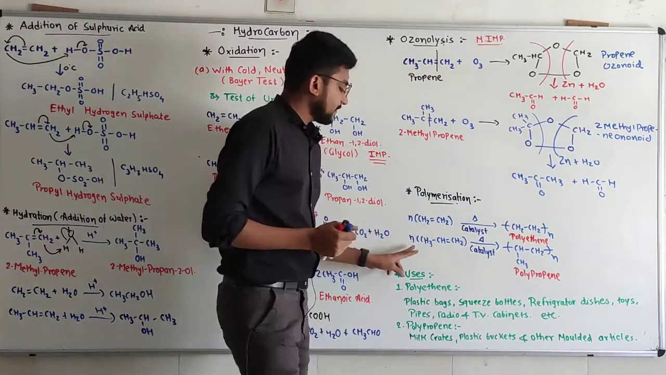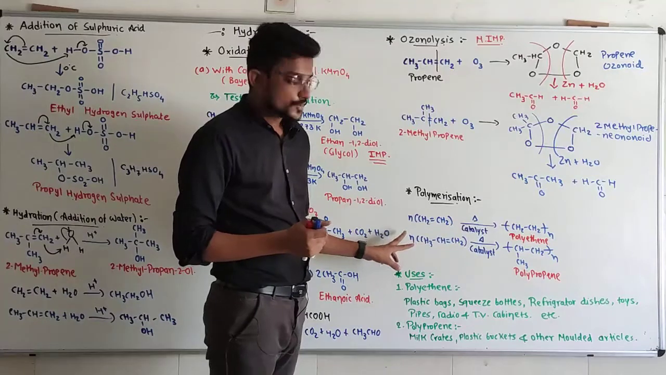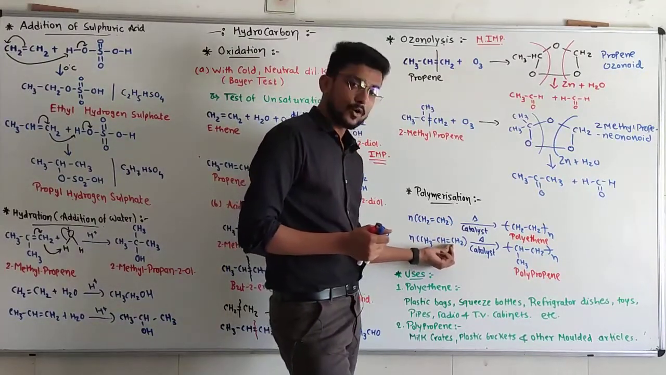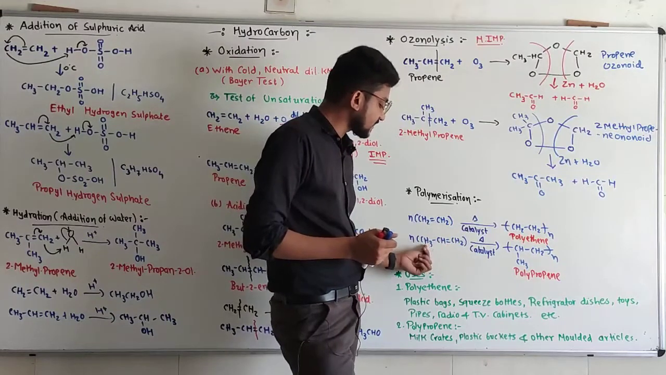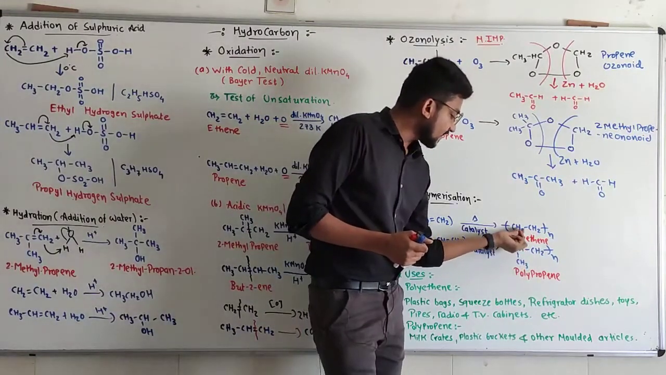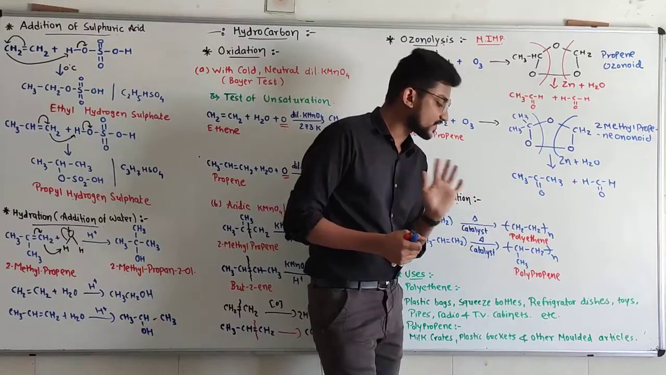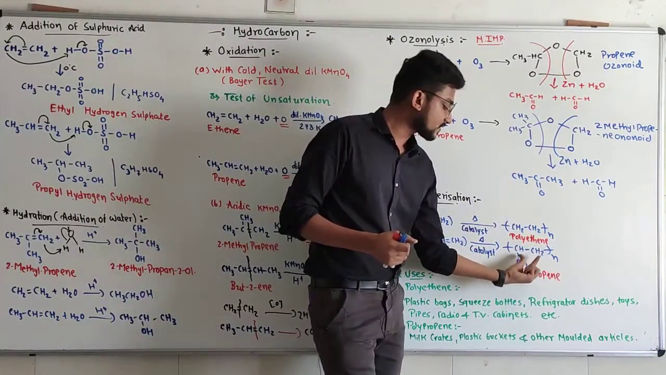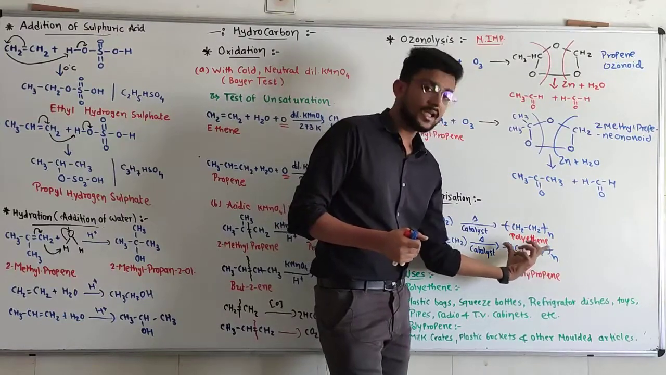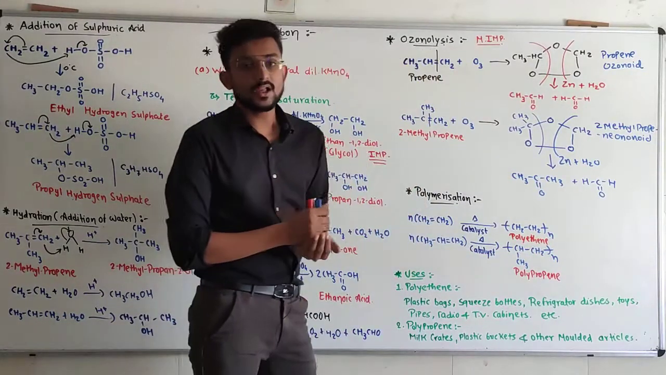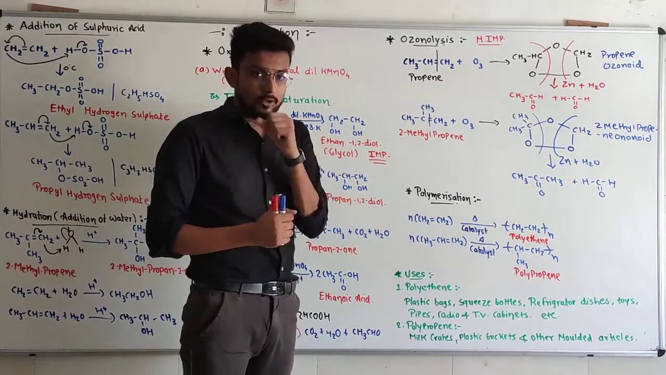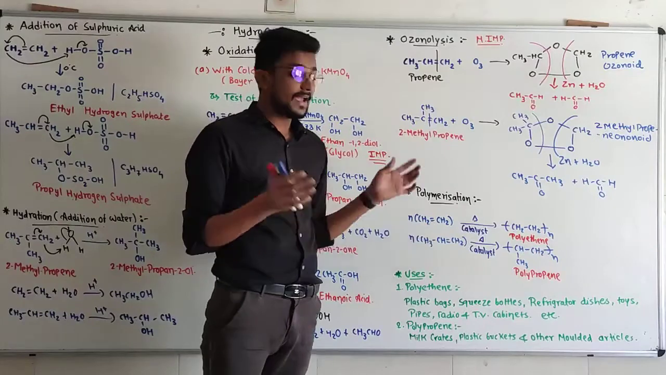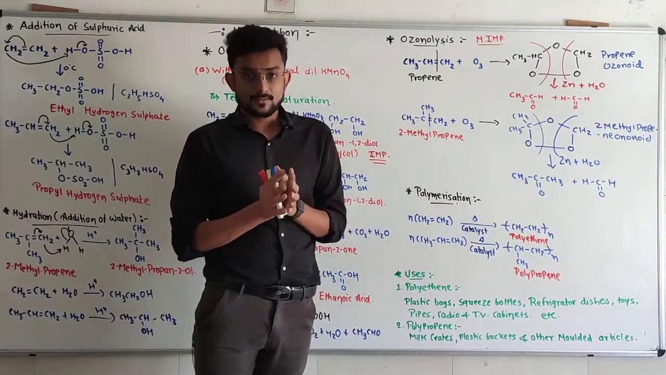Same thing occurs in polypropylene also. CH double bond CH2, the pi bond is broken. Every single CH will get attached to CH. The only difference is that here CH2 is there, here CH is there. N times this CH3, CH2 will be repeated and it will give me polypropylene. This is called addition polymerization because we have added molecules.